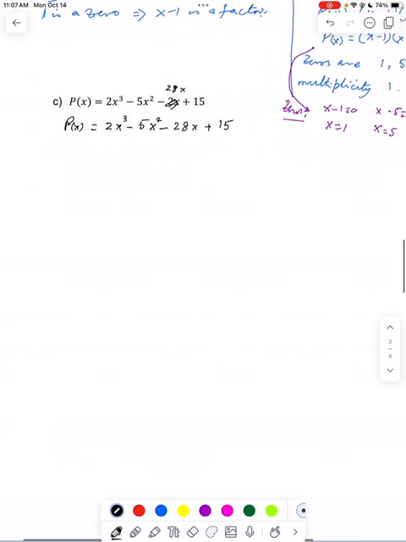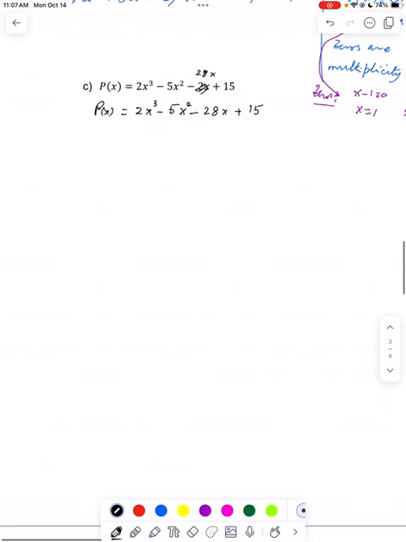So we will use our tips or our steps that we have learned here. Okay. So we will start by writing the constant term, which is 15, and lead coefficient, which is 2. So now we write p, little p.